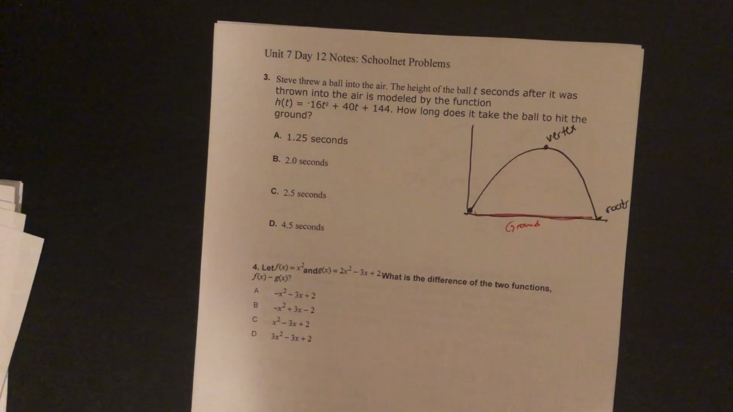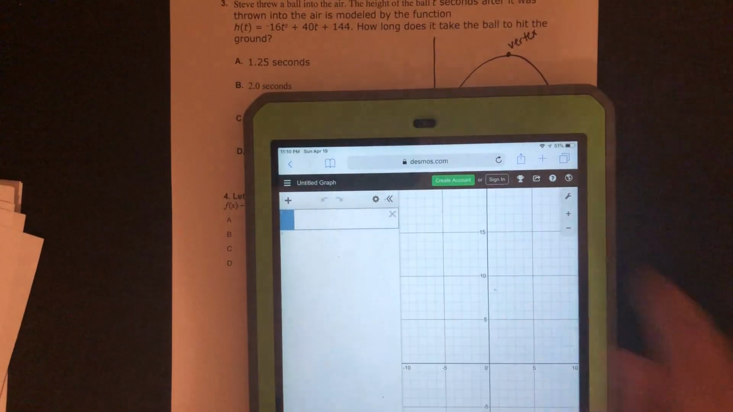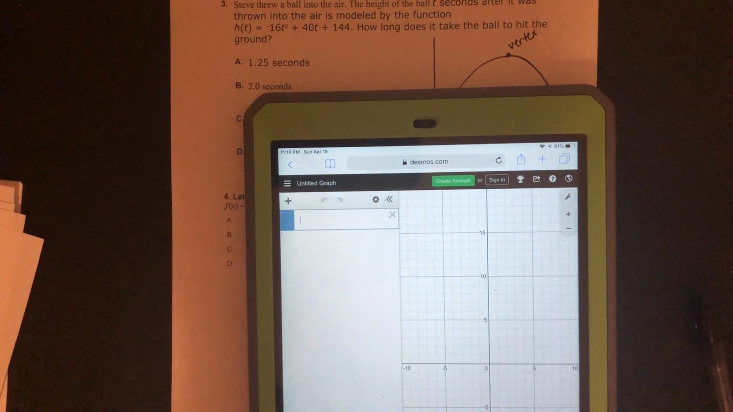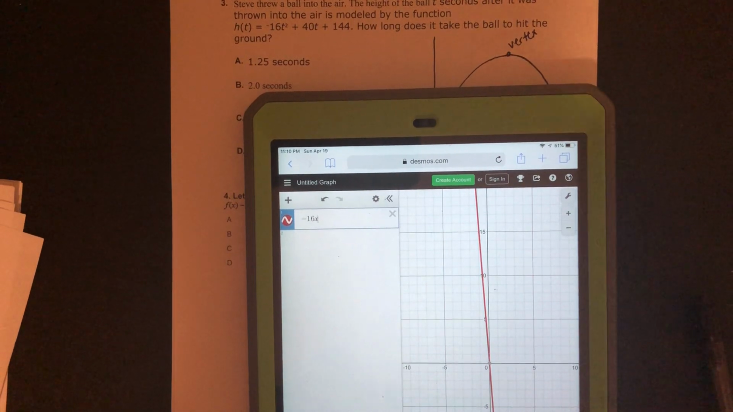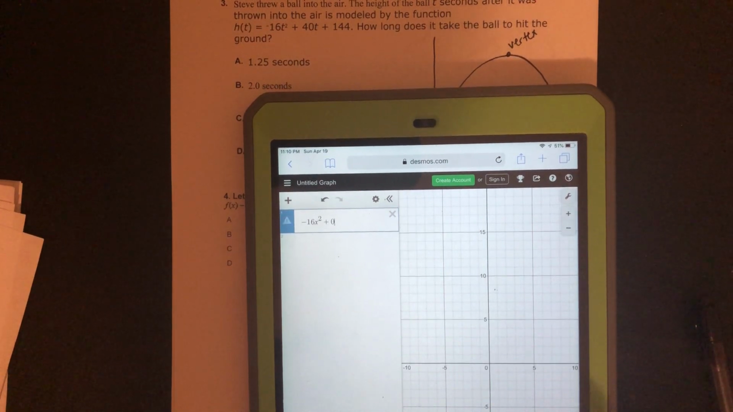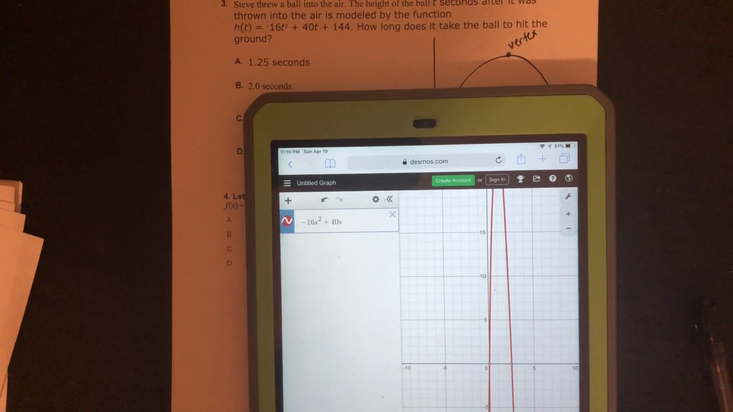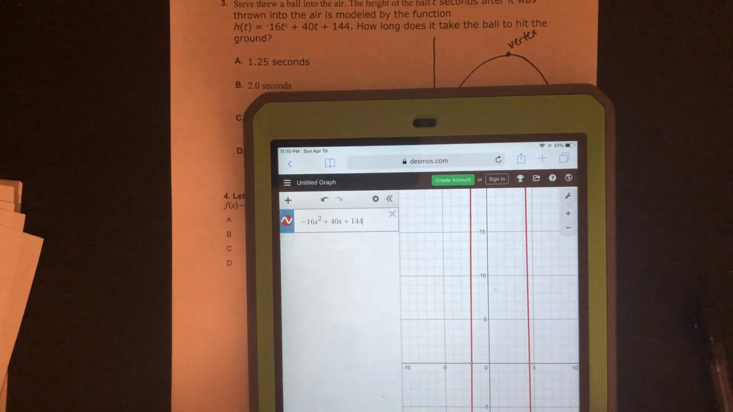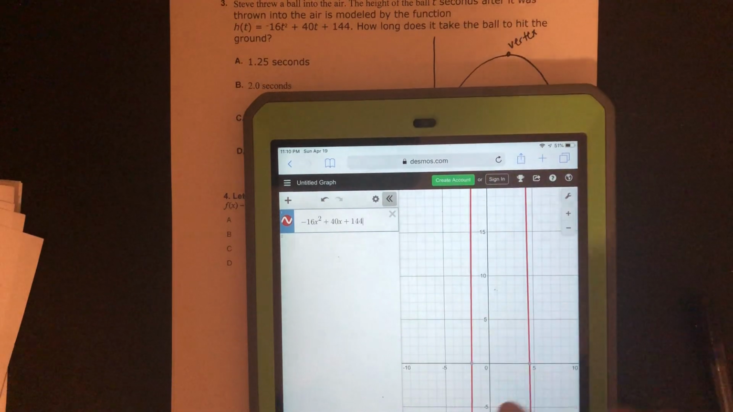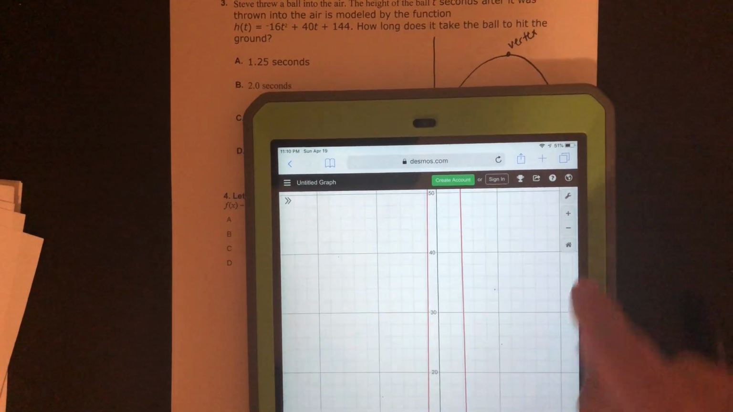Okay. So now what I'm going to do is use Desmos. I'm going to type in that equation into Desmos. And remember, you cannot use x. So I'm just going to use t. So negative 16, or sorry, you can use t. You cannot use t, so I'm going to use x instead. So negative 16x squared plus 40x plus 144. Okay, let me double check that I have the correct equation. We're good to go. Now I might have to zoom out a little bit.